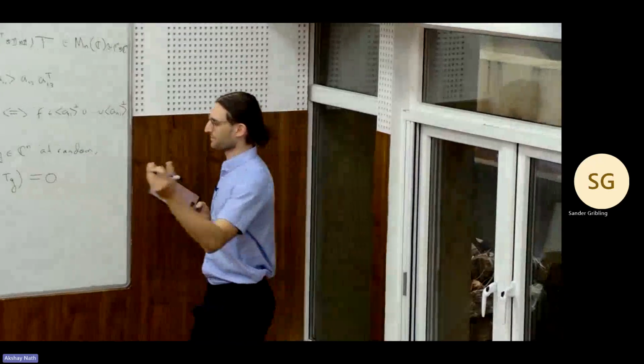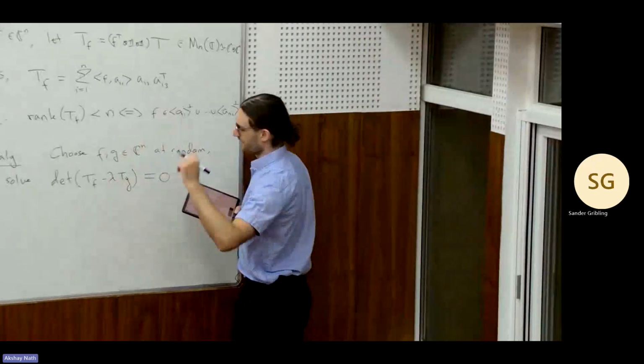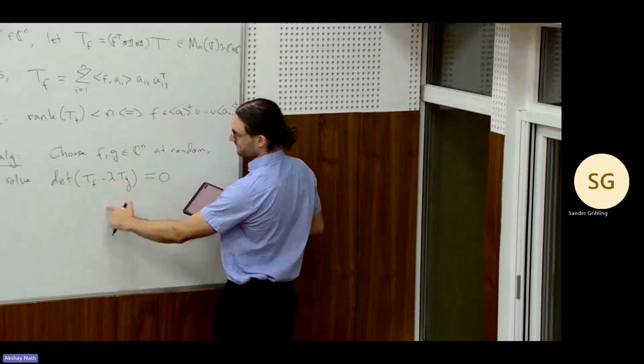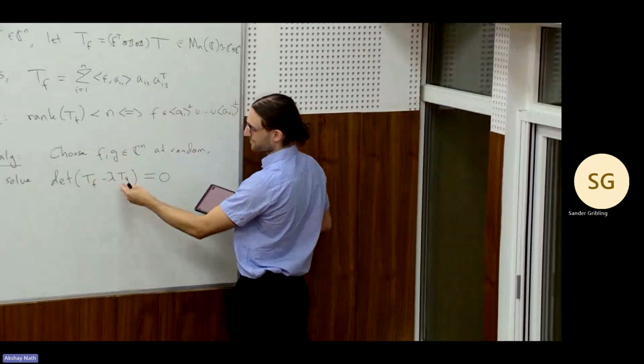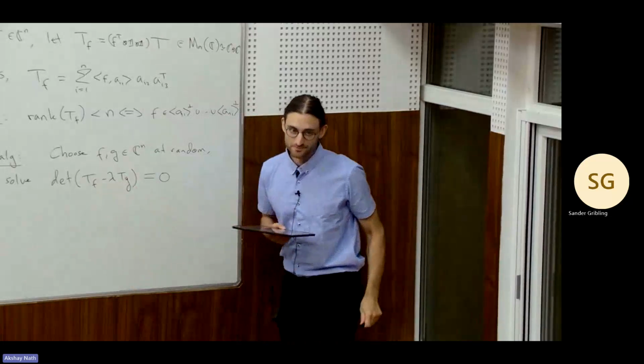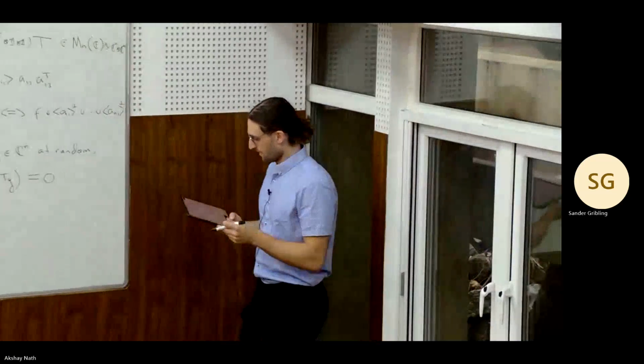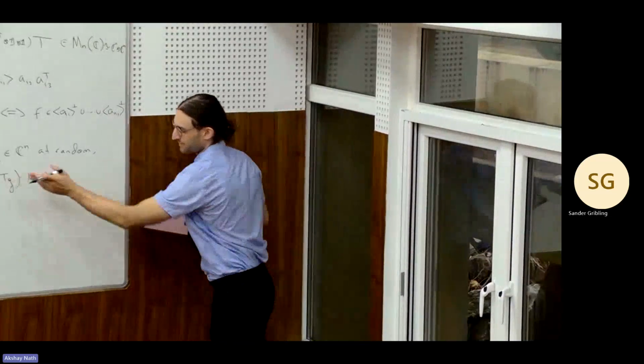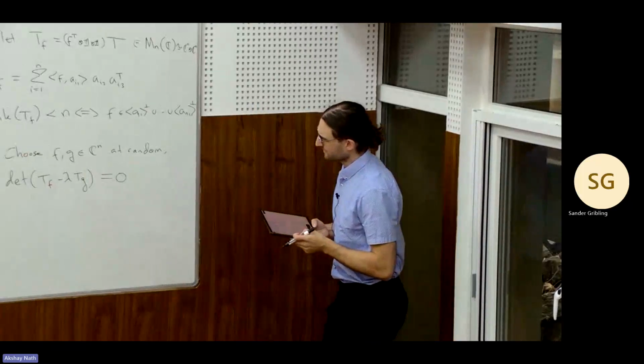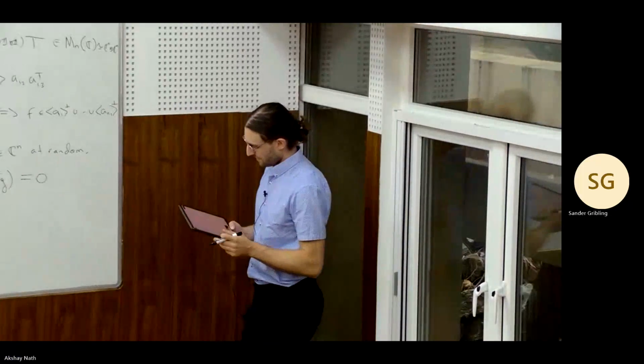Alternatively, by multiplying by the inverse of T_G, you're just asking what are the eigenvalues of T_G inverse times T_F. Okay. So this can be done in order n cubed time.